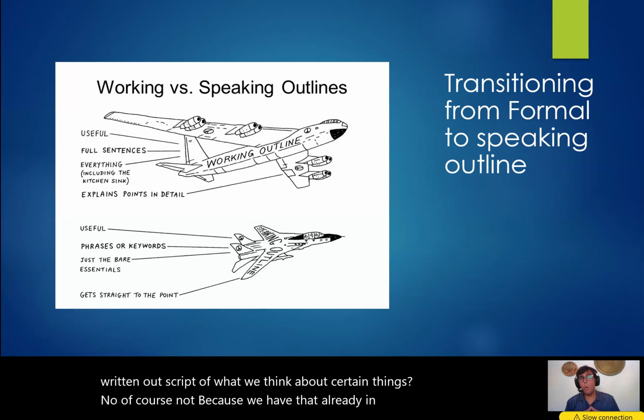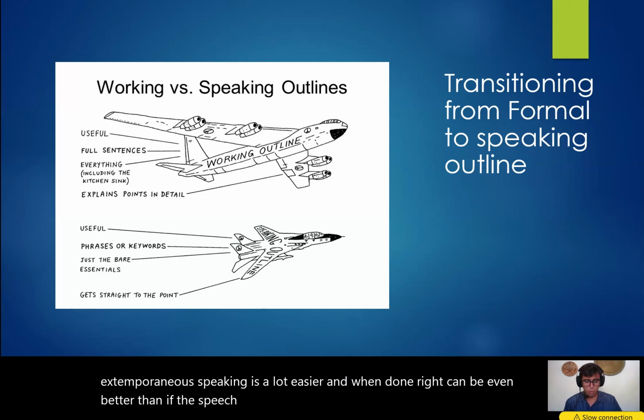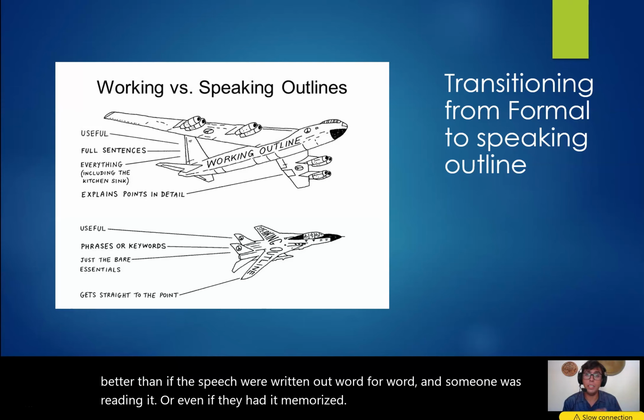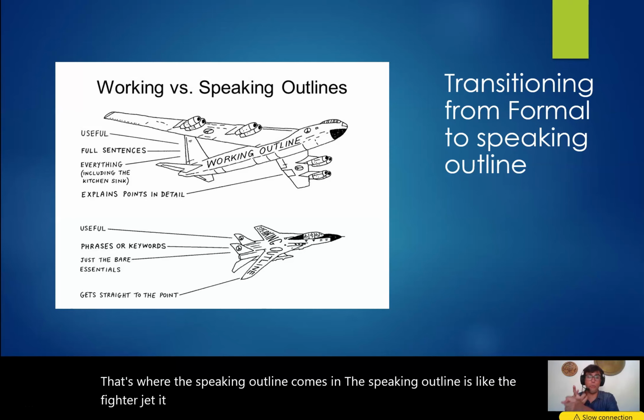So that is why extemporaneous speaking is a lot easier and, when done right, can be even better than if the speech were written out word for word and someone was reading it, or even if they had it memorized. That's where the speaking outline comes in. The speaking outline is like the fighter jet. It is useful, uses phrases or small keywords, very small, just the bare essentials, and gets straight to the point.